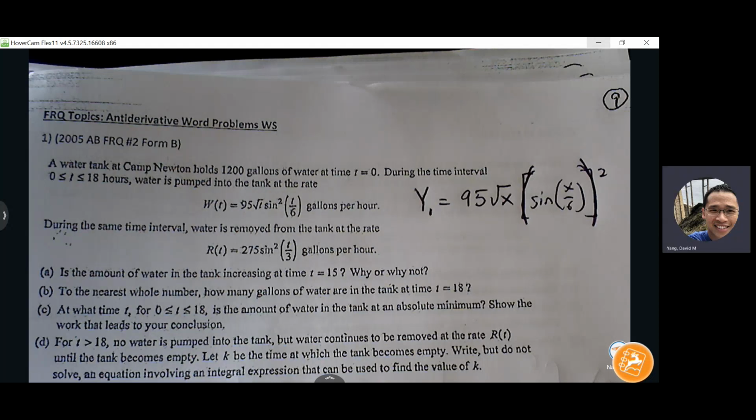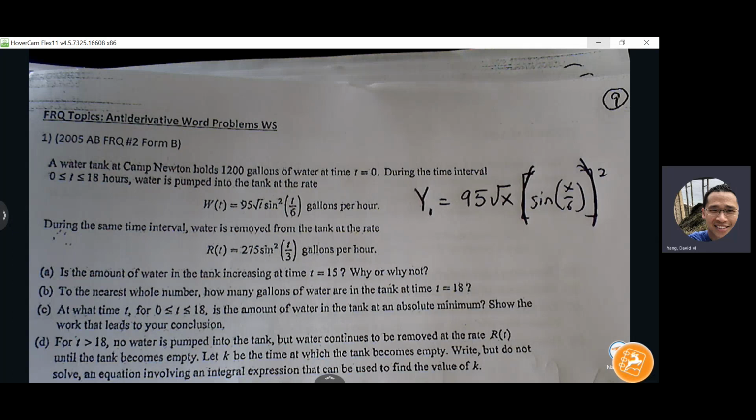Part A says, is the amount of water in the tank increasing at time t equals 15? Well, we want something in terms of a rate. Well, we already have something in terms of a rate, so we just leave it in this form. So all you do is plug 15 into W(t) and R(t) and see which one is higher, right? If W(t) is higher, then what's happening to the water level? If the rate at which water is coming in is higher than the rate at which water is leaving, what's going to happen with the water level? It would increase, right?